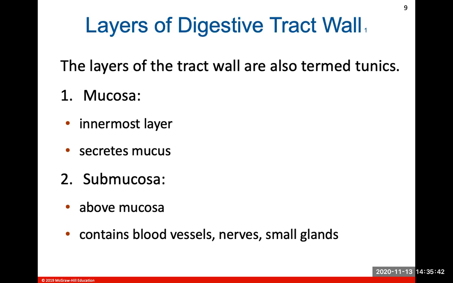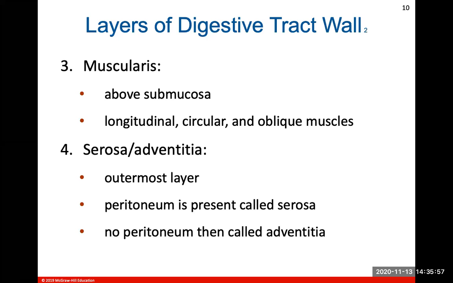The layers of the tract wall are also termed tunics. The mucosa layer is the innermost layer that secretes mucus. The submucosa is above the mucosa and will contain blood vessels, nerves, and small glands. The muscularis will be above that layer, and it will be the longitudinal, circular, and oblique muscles that help move or propel the food along. And then the serosa or adventitia is the outermost layer. The peritoneum will be present, that's called serosa. And if there's no peritoneum present, then we call it adventitia.